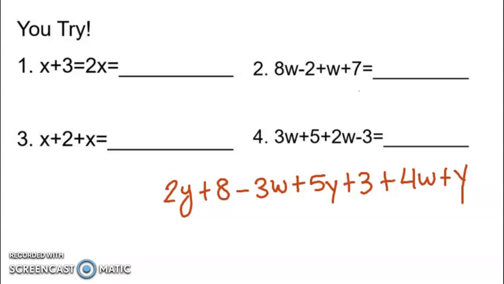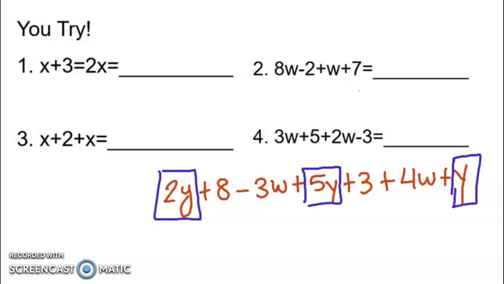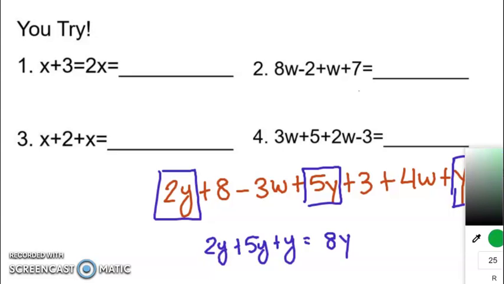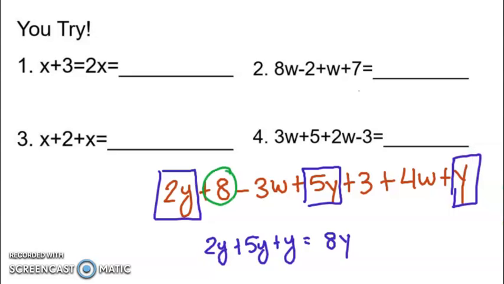Look at this expression. Which terms are alike here? I see a 2y and a 5y and a y. 2y plus 5y plus y is 8y. I see an 8 and a 3. These are both constant terms. 8 plus 3 is 11.